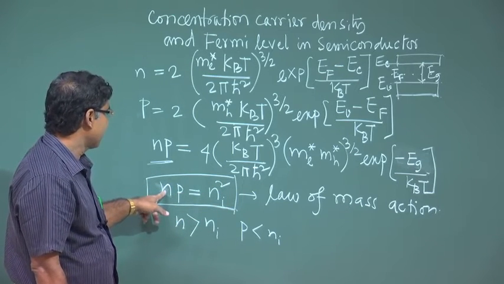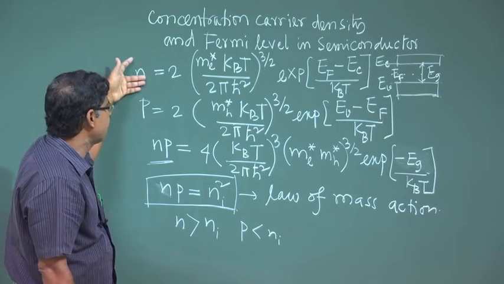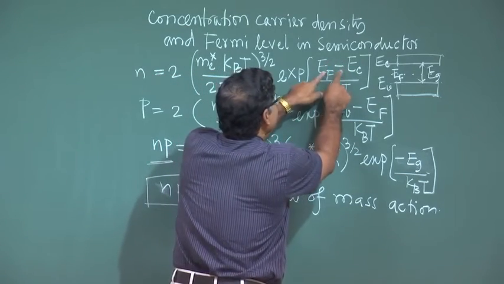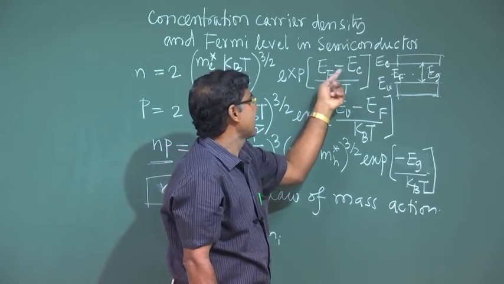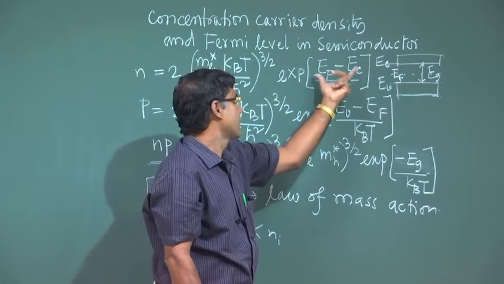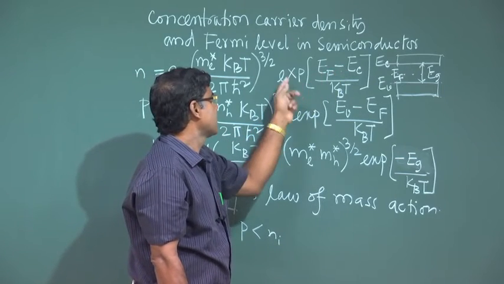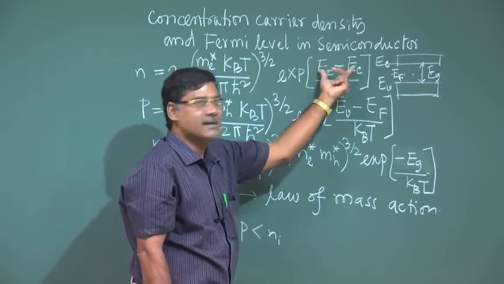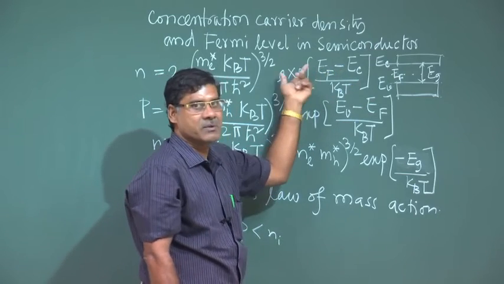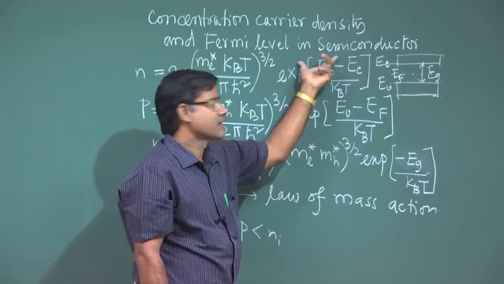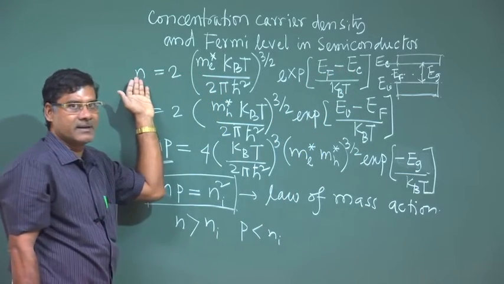So what may happen? When N is increasing, P has to decrease. N will increase if E_f minus E_c decreases, because this E_f minus E_c is negative. When the separation between E_f and E_c decreases, it is exponential, e to the power minus delta E, where delta E is the difference between E_f and E_c. So when delta E decreases, this will increase. When delta E increases, this density will decrease.